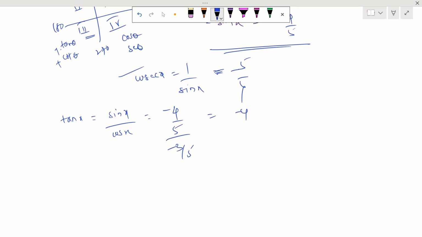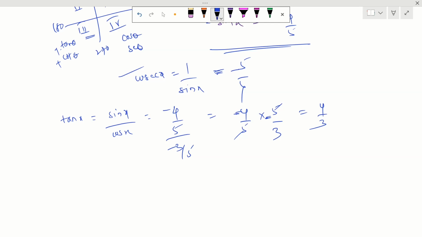So I can write minus 4 by 5 divided by minus 3 by 5, which becomes minus 4 by 5 times 5 by minus 3. Here the 5 gets cancelled, and minus into minus is plus. So tan x is 4 by 3.